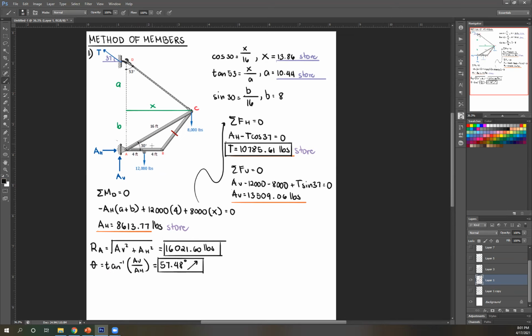You have 12,000 pounds. Therefore, this is a 3-force member. And as I've said earlier, it's not advisable to use method of joints and method of members on 3-force members. So what are we gonna do? So you have two choices. You can still use method of joints and method of members. Just make sure you know where to use it.